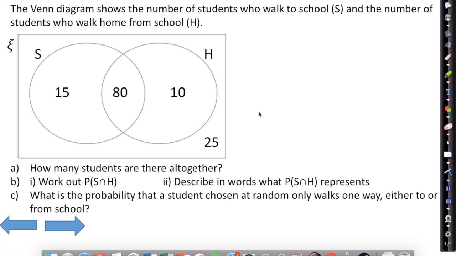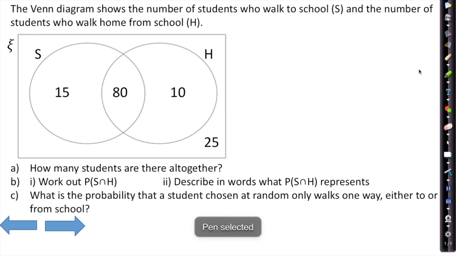So now we're looking at a Venn diagram question with a little bit more union and intersection notation. So no union here actually, but pure intersection notation. But it's a probability kind of question. The Venn diagram shows the number of students who walk to school, so all of these students walk to school, and the number of students who walk home from school, so all of these students walk home from school. Note that 25 must be the ones who do not walk to school or from school.